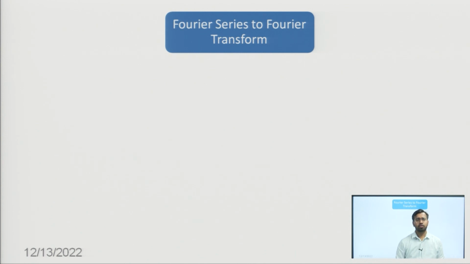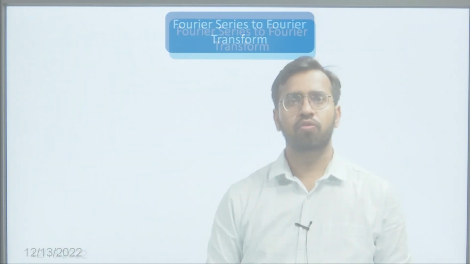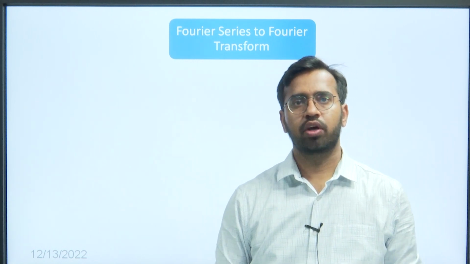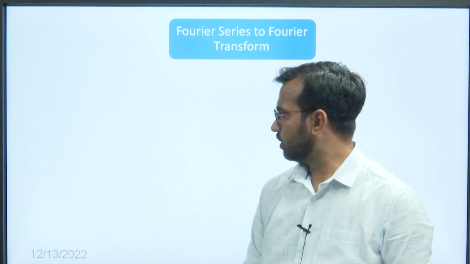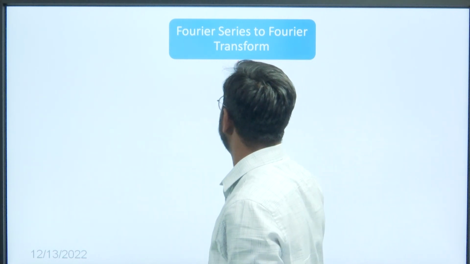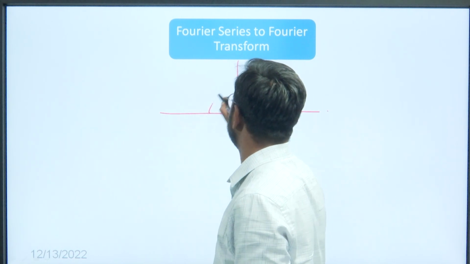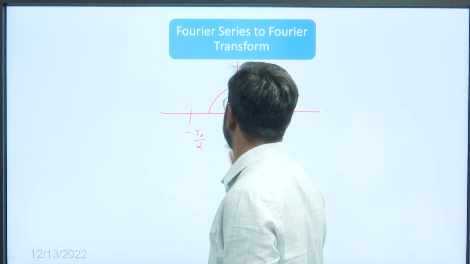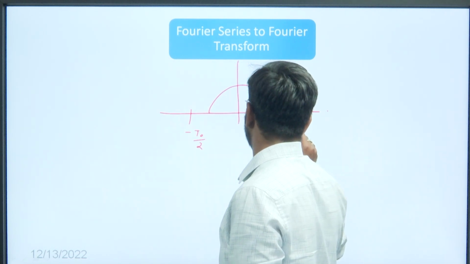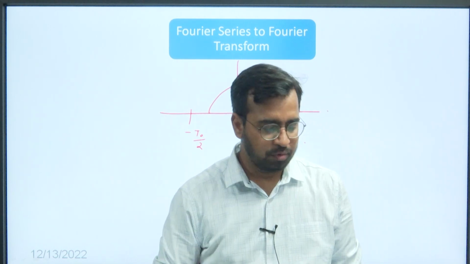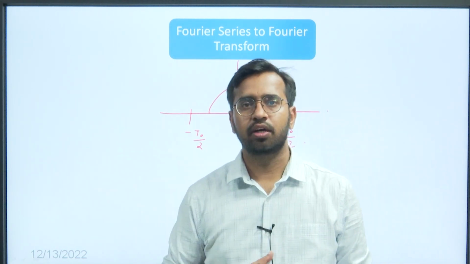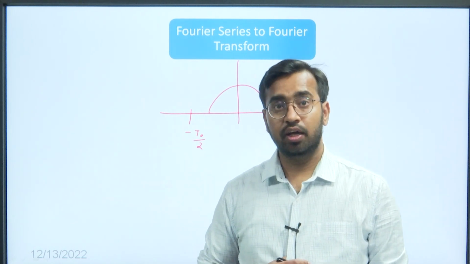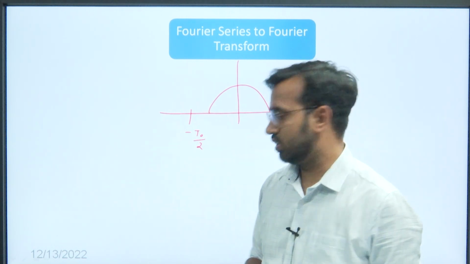Now, how can we move from Fourier series to Fourier transform? What is the basic idea for going to the Fourier transform using the Fourier series? Suppose this is a signal, from minus T naught by 2 to T naught by 2, this is a time duration. As you can see, the signal is not periodic, but suppose this signal was periodic.